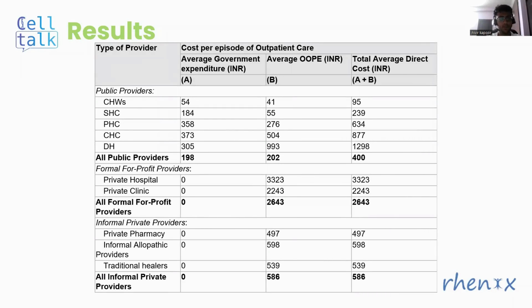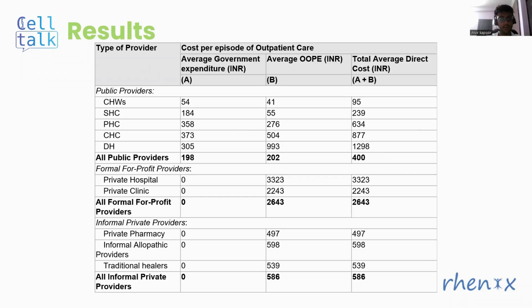The linear regression performed for determining the size of the outpatient out-of-pocket expenditure showed that an episode of outpatient care with a formal provider was significantly likely to involve an expenditure of 2034 rupees greater than at the public facilities. However, the regression showed that the OOPE for informal private providers was not significantly different from the public provider.